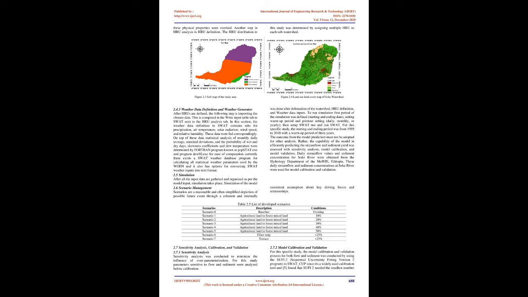On top of these data, statistical analysis of monthly daily average, standard deviations, the probability of wet and dry days, skewness coefficients and dew temperature were determined by the Fortran programs PCPSTAT.exe and dew02.exe for ease of computation. Currently there exists a SWAT weather database program for calculating all statistical weather parameters used by the WGEN, and it also has options for converting SWAT weather inputs into text format.